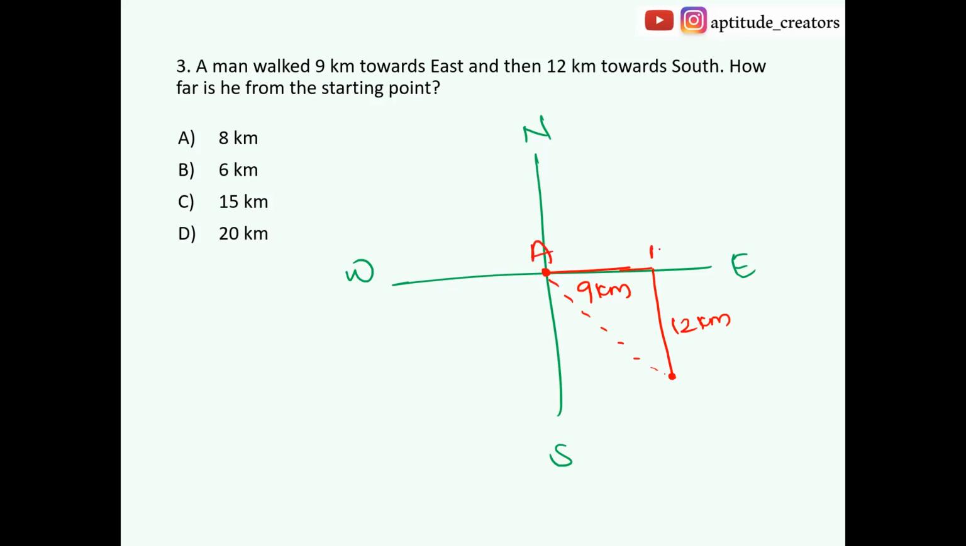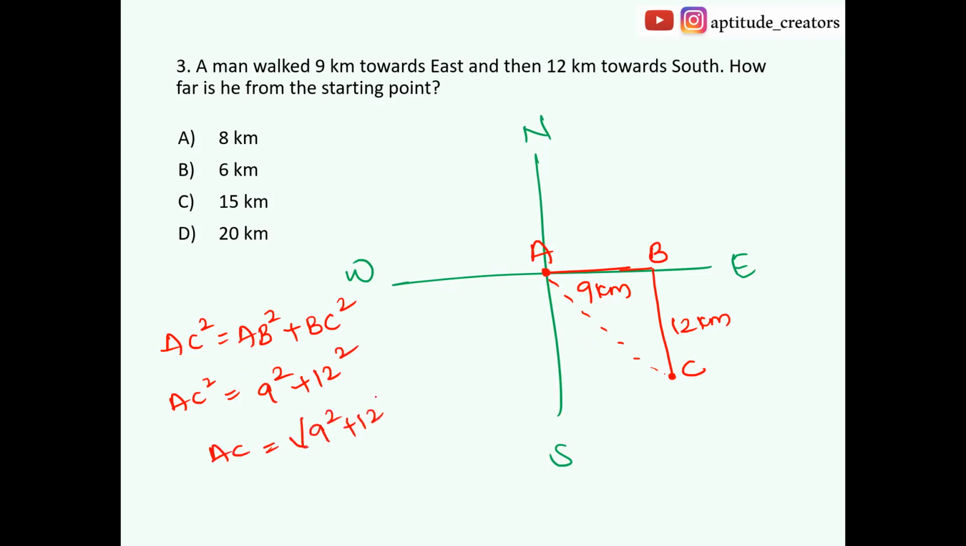Now, let us assume this is A, B, C. Now, what is the Pythagoras theorem rule? AC square is equal to AB square plus BC square. Now, AC square is equal to, what is AB? 9 square. What is BC? 12 square. Now, AC is equal to root 9 square plus 12 square.